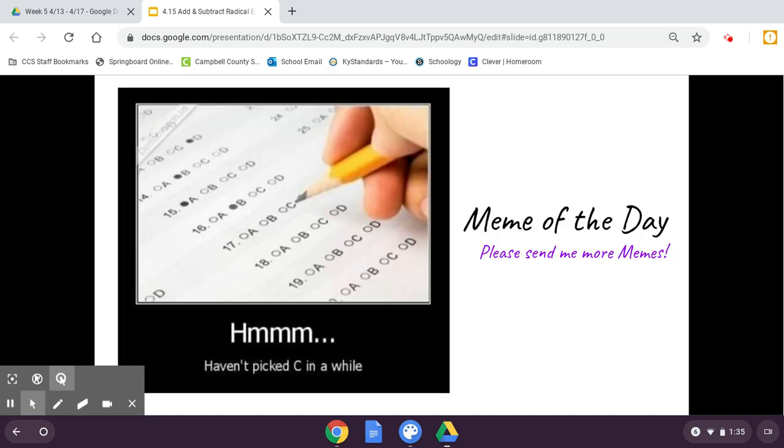Okay, here we go. So here's your meme of the day. Haven't picked C in a while. So the good thing about not being at school and just doing this online is that you don't have any big tests. So that's super fun. Make sure you're sending me those memes still.